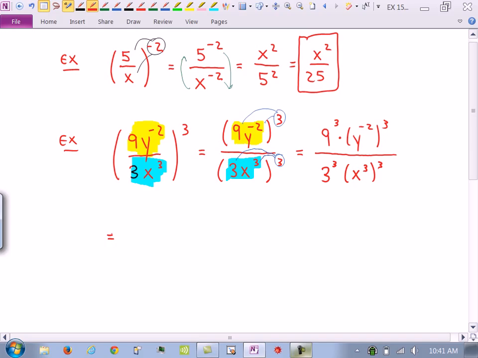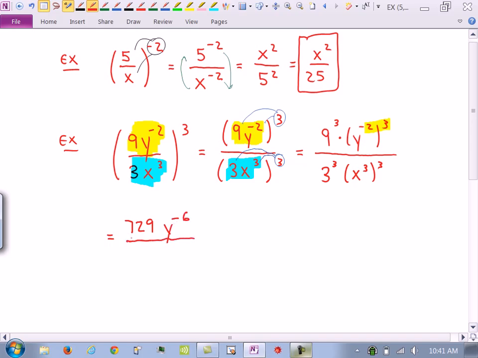9 to the third. 9 times 9 times 9. 729. I should have used a calculator for that. It would have made it a lot easier, but it's okay. What is the y to the negative 2 to the third? What property is that? That's right, it's negative 6, the power to power property. If you have y raised to a negative 2, and then you raise that whole thing to a power, we multiply those two powers together to get negative 6, y to the negative 6.